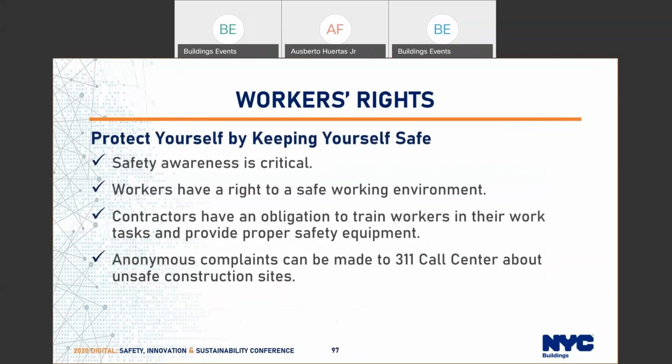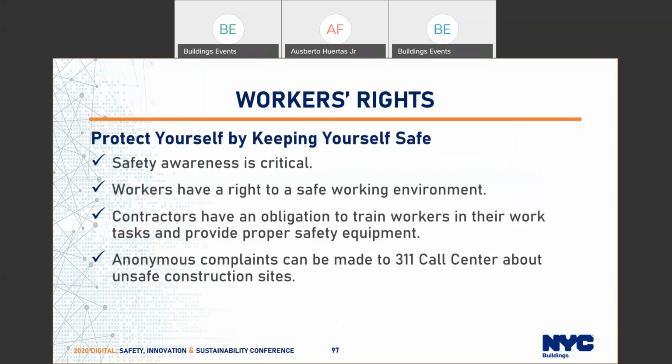The first step in keeping yourself safe is being aware of your surroundings and knowing what is going on around you. It is important for you to know your rights, and one of your rights is the right to work in a safe environment. You can be kept safe by being trained. To name a few, site safety training such as fall protection, scaffolding training, but also training on how to use your tools, equipment, and machinery correctly.